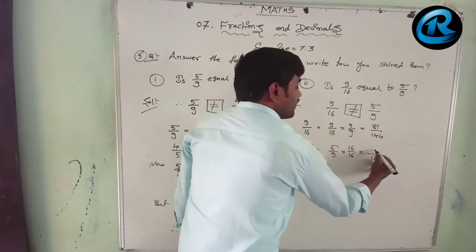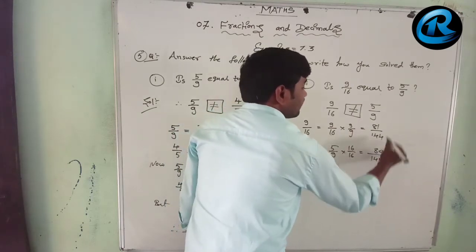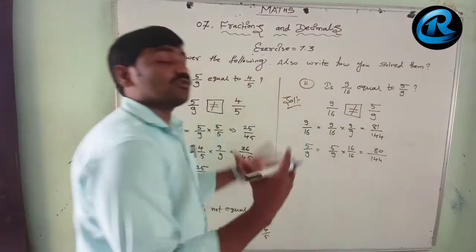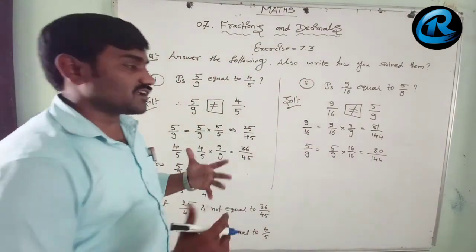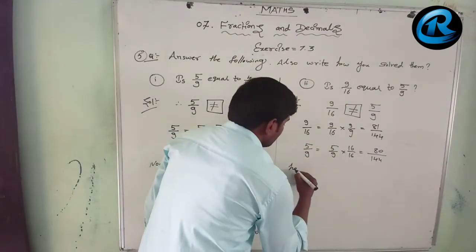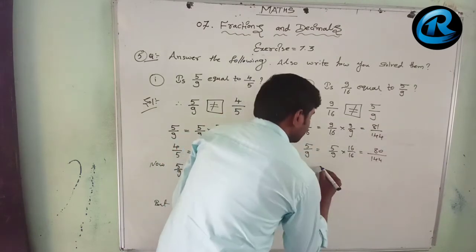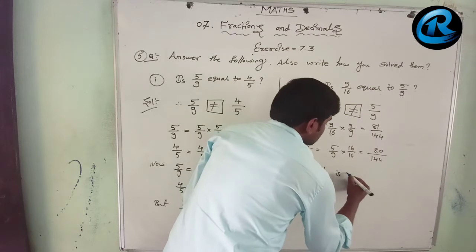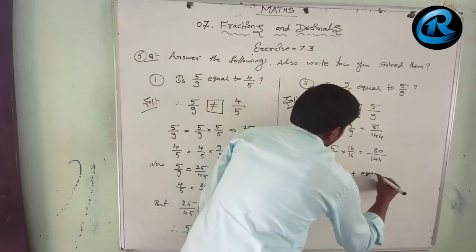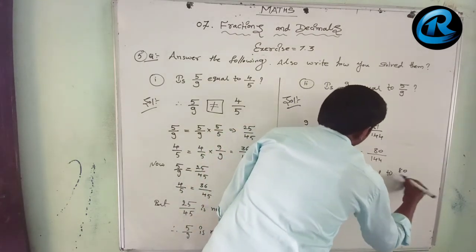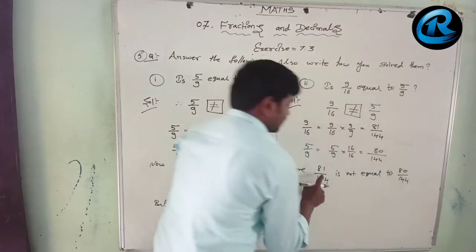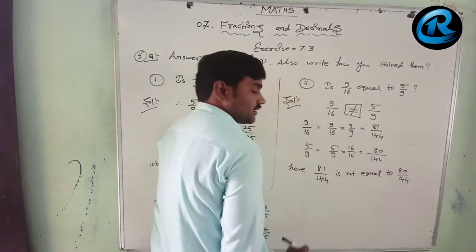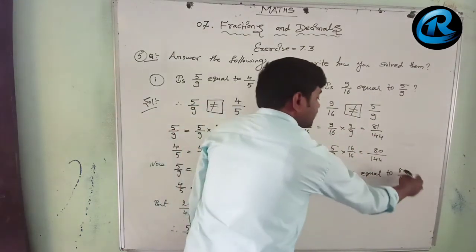So while comparing here 5 16s are 80. While comparing the numerators, we'll come to know that here 81/144 is not equal to 80/144. 81, how it is equal to 80? 81 by 144, 80 by 144.